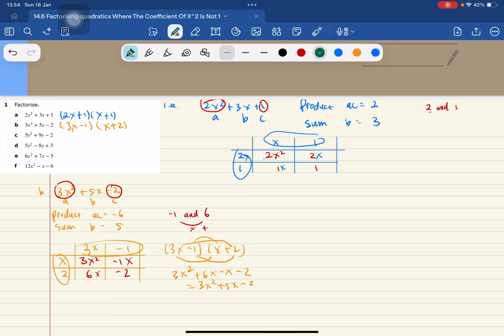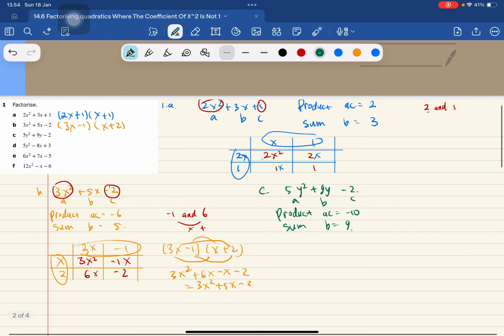Okay, we'll do something for C. So this is C. You've got 5y squared plus 9y minus 2. So this is as A, B, and C. We need to find two numbers that when we multiply, it's going to be minus 10. However, when we add, it's going to be 9. So what are those two numbers? We need to find them. So first let us make a table.